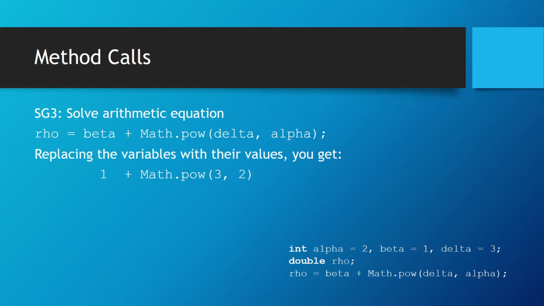The API documentation says Math.pow returns the value of the first argument raised to the power of the second argument. So we use base 3 to the power of 2, which is 9. Since the API document indicates a return type double, this value is 9.0. Then we can add beta, so 1 plus 9.0 gives us the final return value, 10.0.